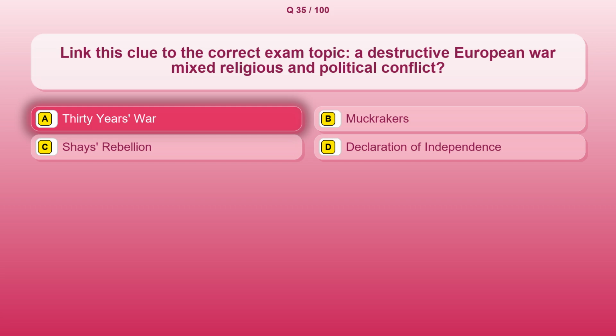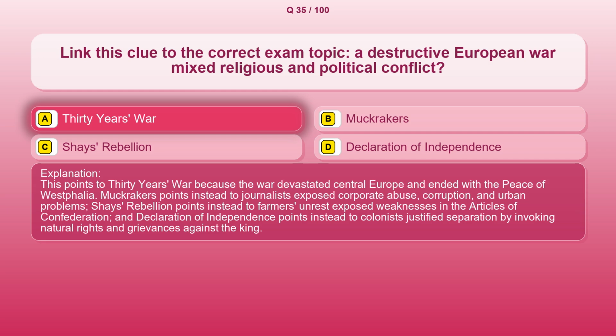The correct answer is option A, 30 Years' War. This points to 30 Years' War because the war devastated Central Europe and ended with the Peace of Westphalia. Muckrakers points instead to journalists who exposed corporate abuse, corruption, and urban problems. Shays Rebellion points instead to farmers' unrest that exposed weaknesses in the Articles of Confederation, and Declaration of Independence points instead to colonists' justified separation by invoking natural rights and grievances against the king.